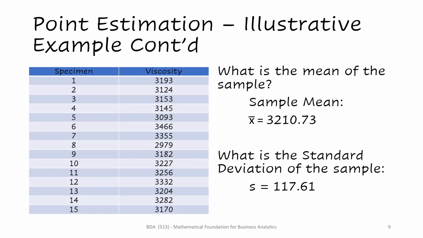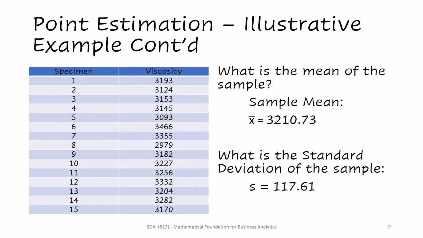So this is just one sample, and for each of the specimens we get the viscosity level for the 15. If we want a sample mean, remember this whole 15 is just for one sample. So we add the viscosity levels and then divide by the number of specimens that we have. That is what gave us 3,210.73. Are you okay with this one? Yes, please.